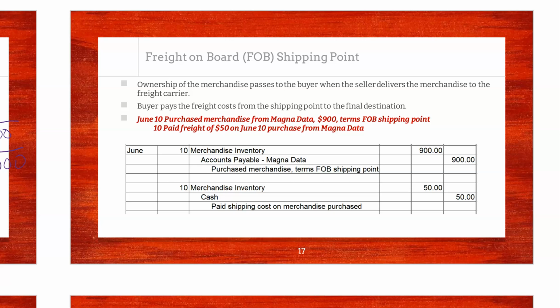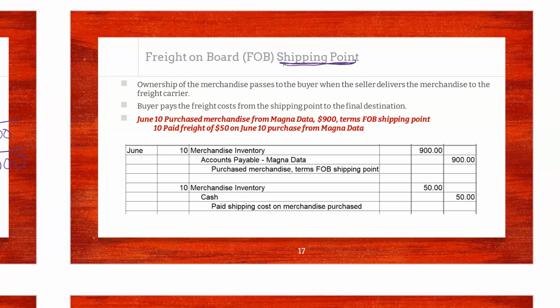All right. So when we talk about freight on board, you're going to see it abbreviated as FOB. Okay. And there's two different kinds. This is what we call shipping point. And on freight on board shipping point, the ownership of the merchandise passes to the buyer when the seller delivers the merchandise to the freight carrier. Okay, so the moment the seller takes the merchandise and brings it to the UPS store, it is now the buyer's responsibility and ownership.